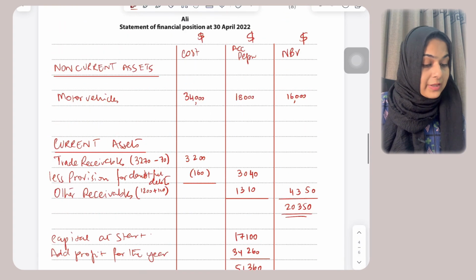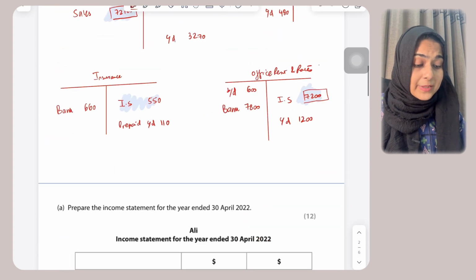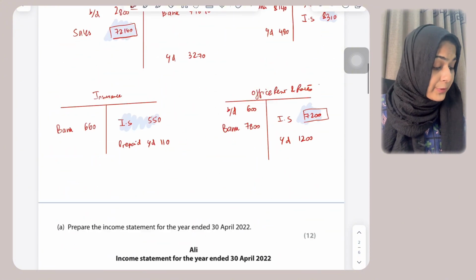So that's it for this question. This was a service business income statement and statement of financial position.